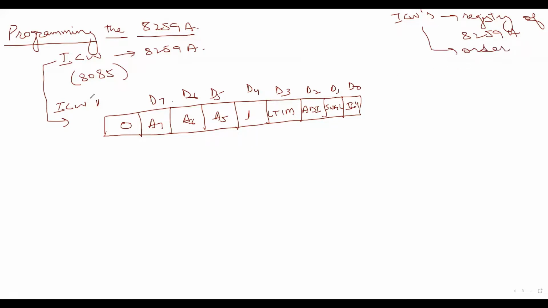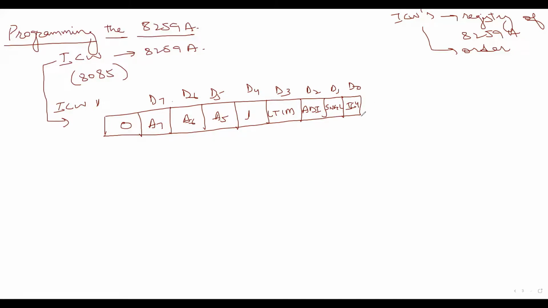What I mean to say, this is the first word that is to be put, ICW1. Then we have another, ICW2, and ICW3. They should be in the same sequence. First we should have ICW1, then ICW2, then ICW3. So what is this particular bit depicting?